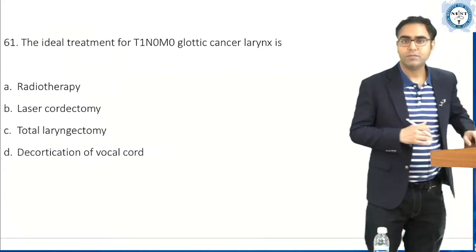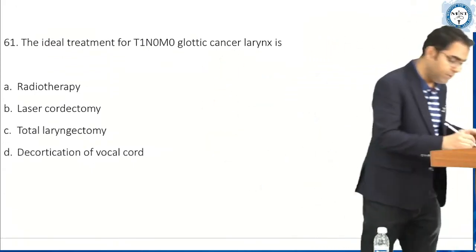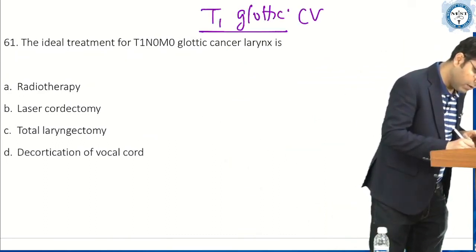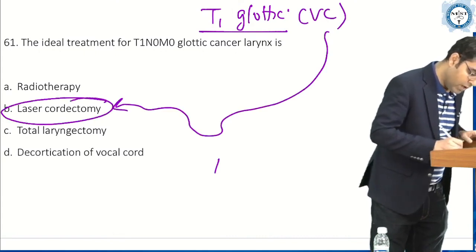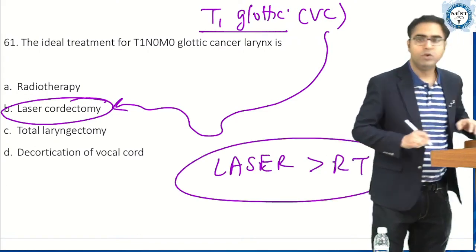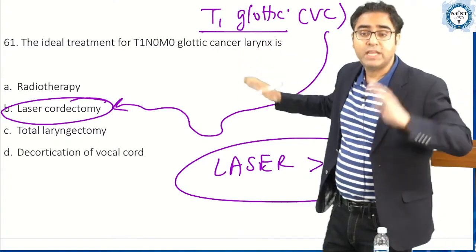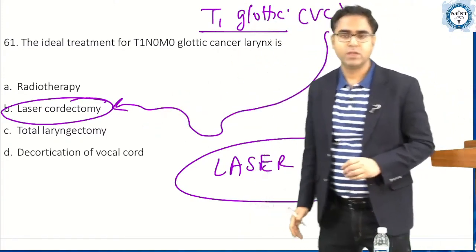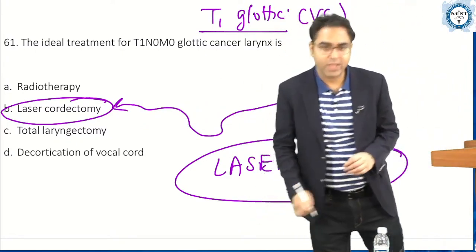Now, eyelid treatment for T1, N0, M0 glottic cancer, beta. Glottic T1 cancer means vocal cord cancer. Nowadays it has changed to laser, beta. I told you, for T1 glottic cancer, laser is better than radiotherapy. Earlier, if T1, T2 glottic cancer came, the answer was radiotherapy. But nowadays, for T1 glottic, laser is a better answer than radiotherapy. Okay, fine.